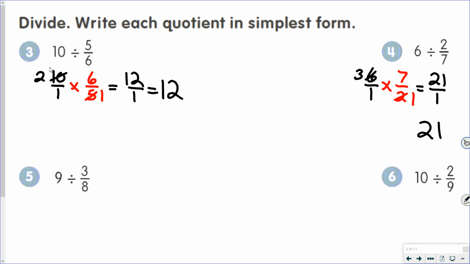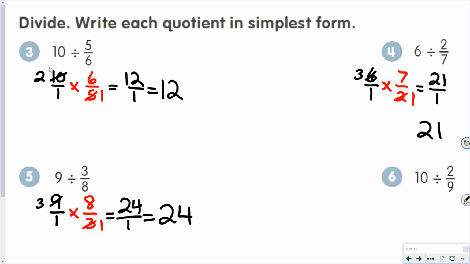Keep, times, turn. We can divide both 3 and 9 by 3. Gives us 24/1, which is 24. And then for number 6, keep, times, turn, 2 becomes 1, 10 becomes 5, we get 45 over 1, which is 45. Kind of ran out of room there a little bit.